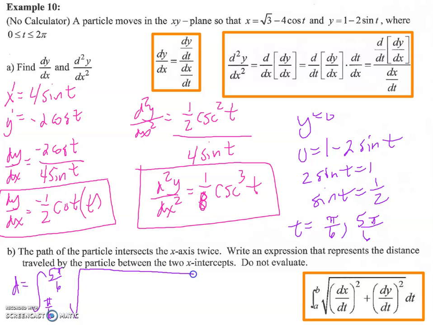So I've got the square root of dx/dt. We already know dx/dt was 4 sine of t, and we're going to square it, plus dy/dt. We also know dy/dt is negative 2 cosine of t. We're going to square it, and because we're integrating, don't forget the dt at the end.